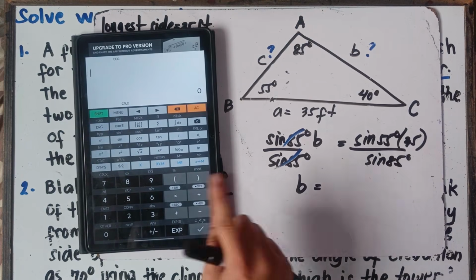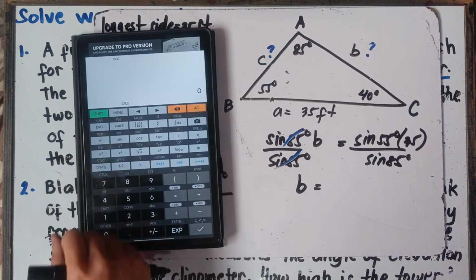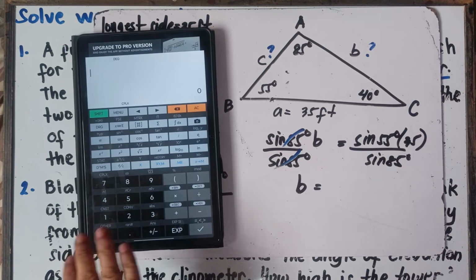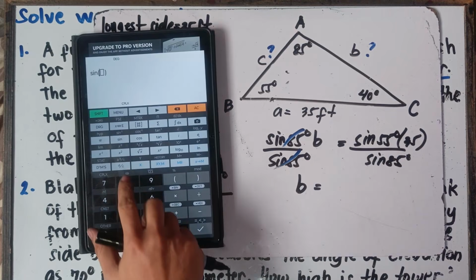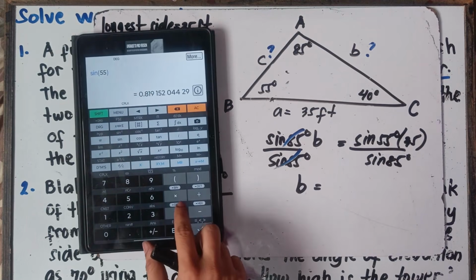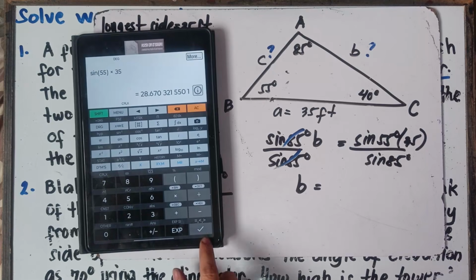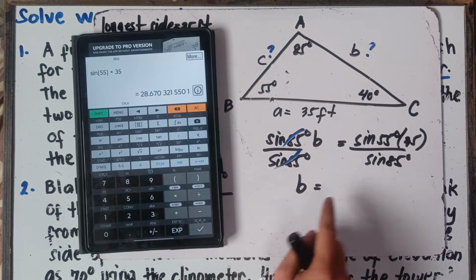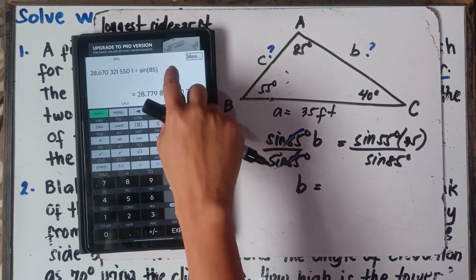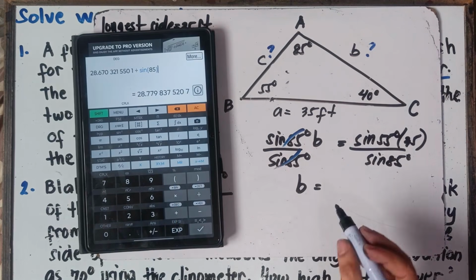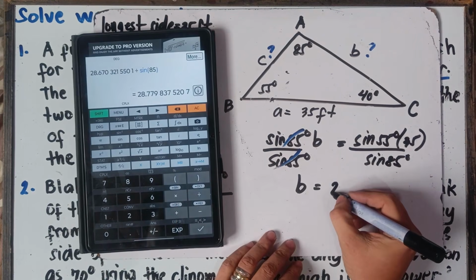Alright, so we will try that later on, class. What if the mode is gradient or radiant? I'm sure, class, you will commit a mistake because the answer is not the same. Alright, so sine 55 times 35 is equal to 28.6703. And then divide by sine 85.